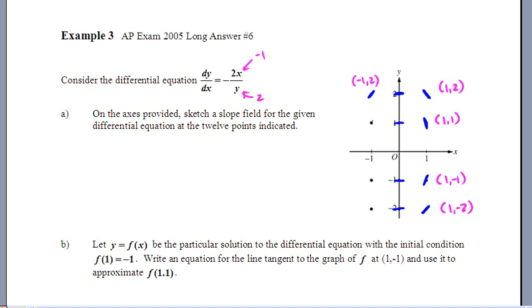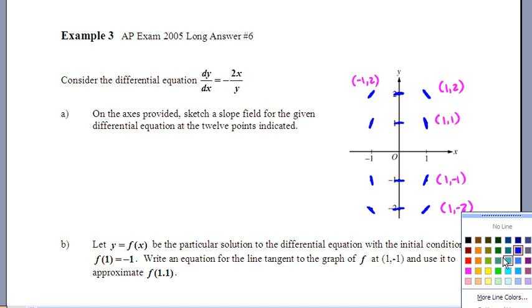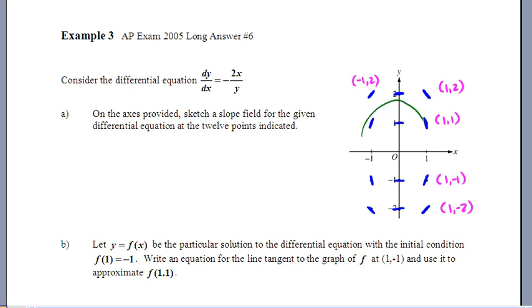When you try out this point, you should get a positive 2. Here you're going to get a negative 2, and then here you get a negative 1. And so I can kind of see, generally, what the answers are going to look like. You know, the possible family of solutions? Maybe they go kind of like this, or maybe like that. Right? These are some possibilities. We're going to have to do the rest of the question to find out.